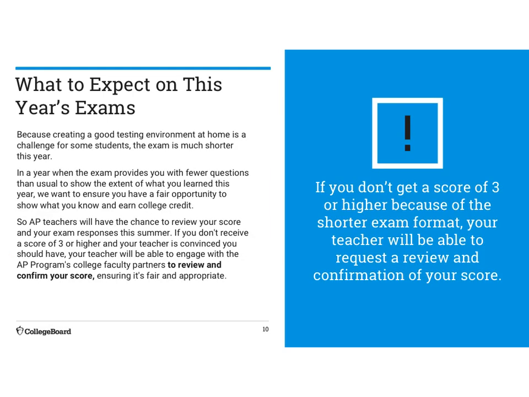Teachers will have the opportunity this year to request a review and a confirmation of your score if you don't get a score of 3 or higher, but your teacher really feels like you should have. They will have the opportunity to go to College Board and to request some extra information there.